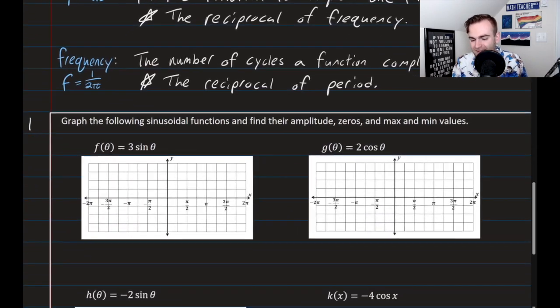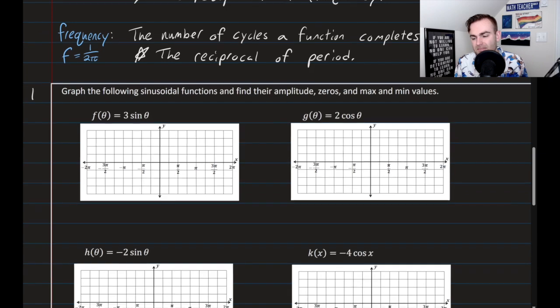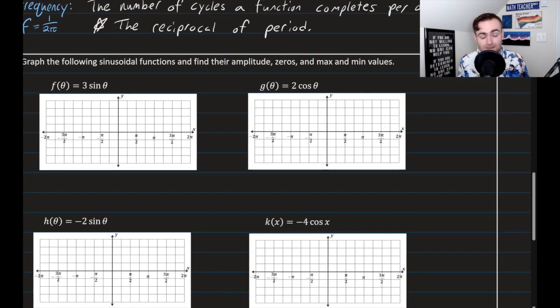So let's find the amplitude, zeros, and max and min values of some sine and cosine functions. First of all, I want to note we are not dilating this horizontally or translating it horizontally, so our key points are going to stay consistent. The period, if we're not shrinking it or expanding it horizontally, let's just say P, is equal to 2 pi. Great. The amplitude is the absolute value of the coefficient, 3.